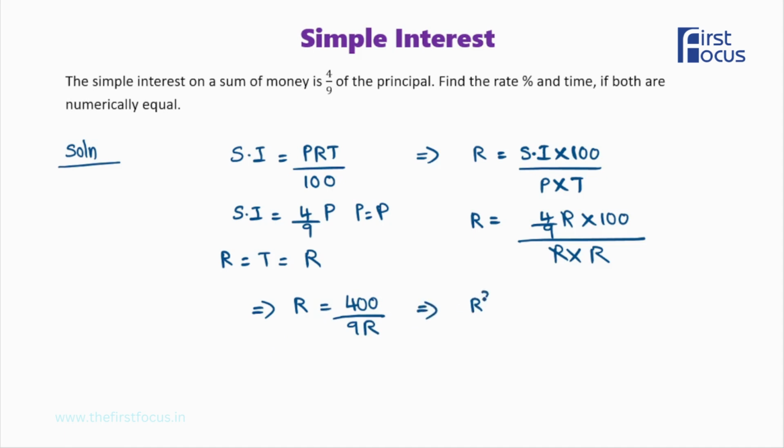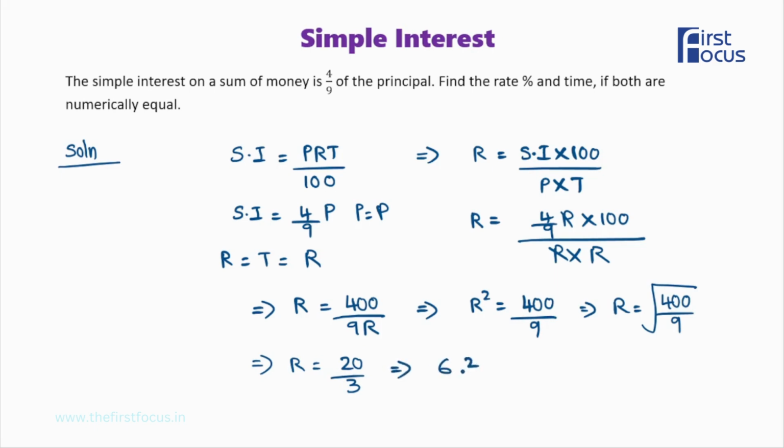Then R square is equal to 400 divided by 9. Square on this side we can take as square root on the next side. So R will become square root of 400 divided by 9. So the value of R is equal to 20 by 3, because square root of 400 is 20 and square root of 9 is 3. So 20 by 3 we get 6 2 by 3.